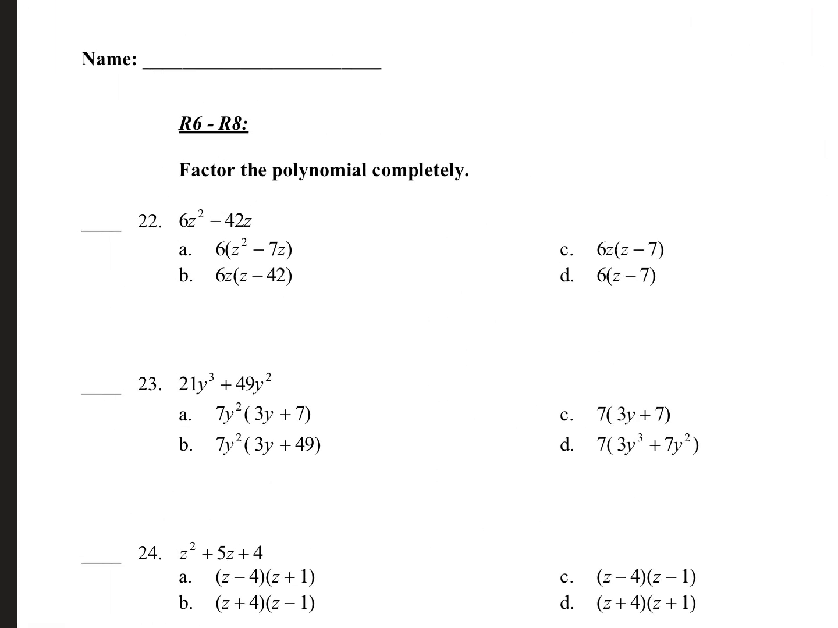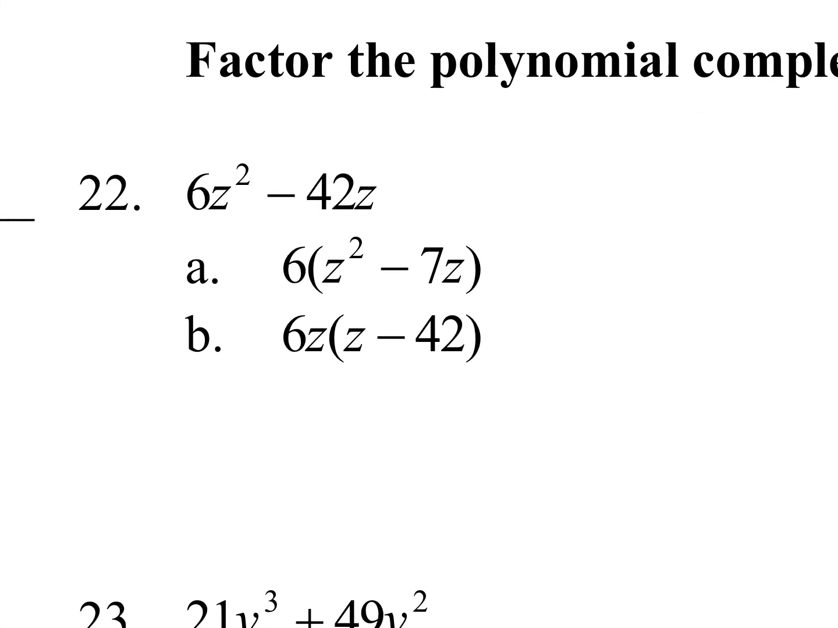So we're picking up where we left off with R6 through R8. So we are factoring here. If I have two terms, how do I factor? Take out the GCF. So what's my GCF between 6z squared and 42z? What would I need to divide by both of these? 6z, awesome. So when we factor it, that comes to the outside.